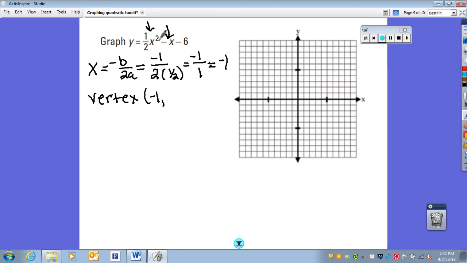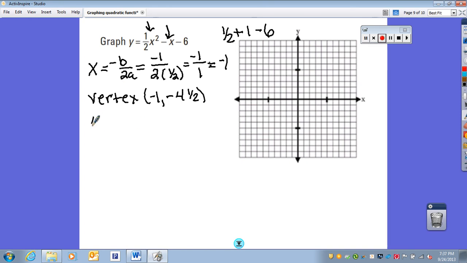So -1 squared is 1. 1 times 1/2 is 1/2, minus a -1, which would be +1, minus 6. So I have 1/2 plus 1, which is 1.5, and then I'm going to subtract 6, which gives me -4 and 1/2 as my vertex.